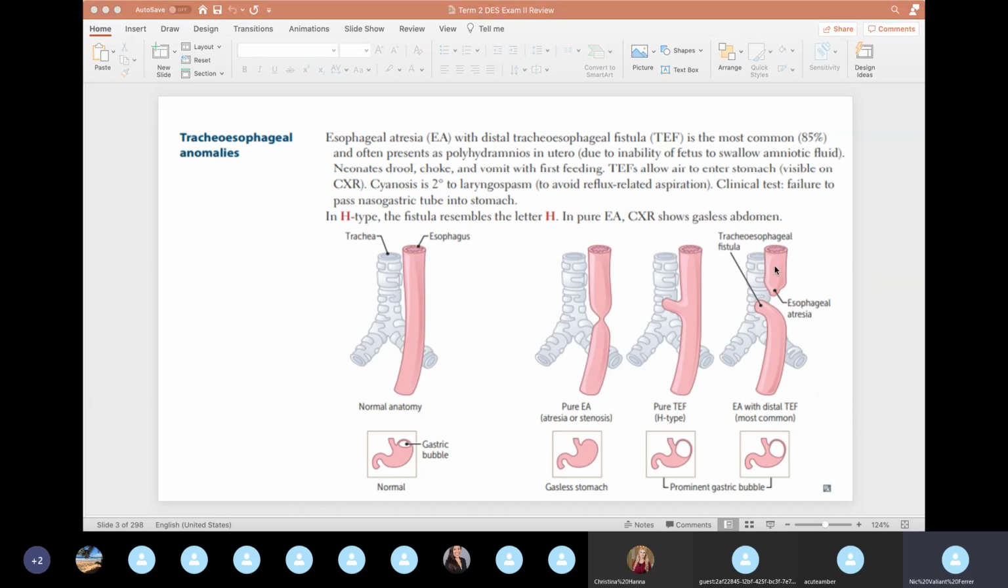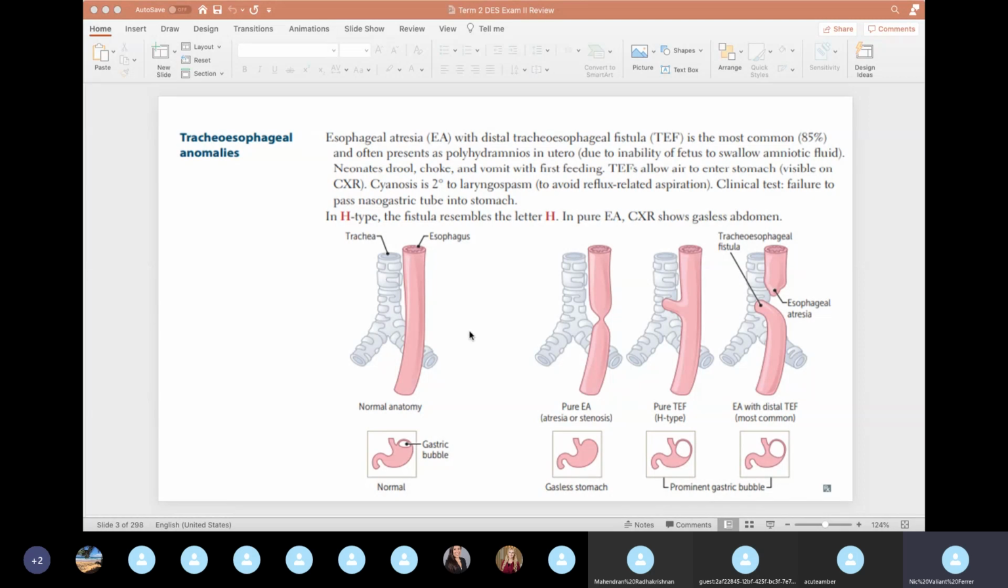Next one, let's talk about tracheoesophageal anomalies. So you have esophageal atresia, meaning the esophagus doesn't develop perfectly, with distal tracheoesophageal fistula. A fistula is just an abnormal communication between two organs. It often presents as polyhydramnios in utero. Why do we have polyhydramnios in someone who has TEF? They're not able to consume the amniotic fluid. Exactly, to the stomach. Excellent. So the fetus cannot swallow the amniotic fluid.